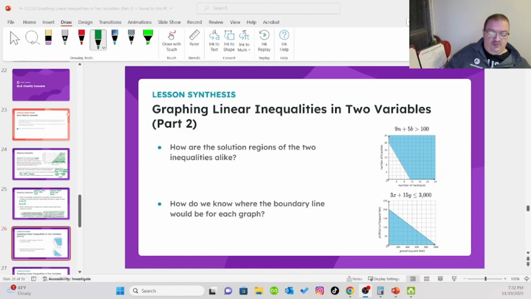Then, for the bottom one, I could put in 0 for gravel, calculate how much artificial turf I could afford. That would give me my y-intercept. Then I could put 0 in for artificial turf, and I could calculate how much gravel I could get. And again, this would give me my x and y intercepts, and then I could use my line to join them.